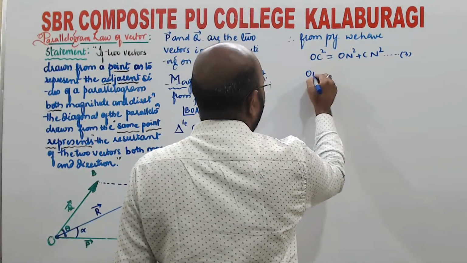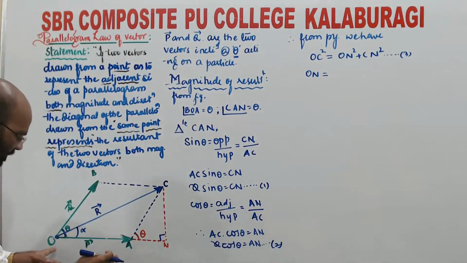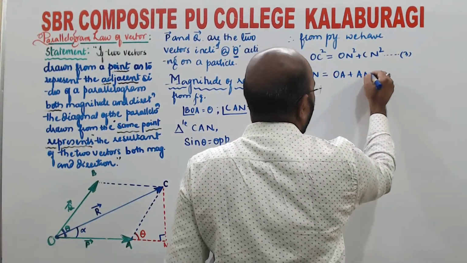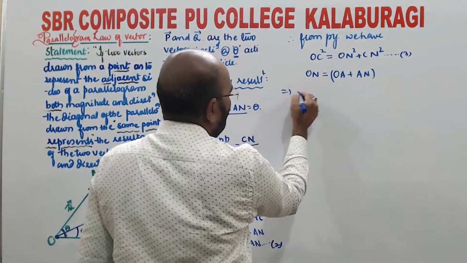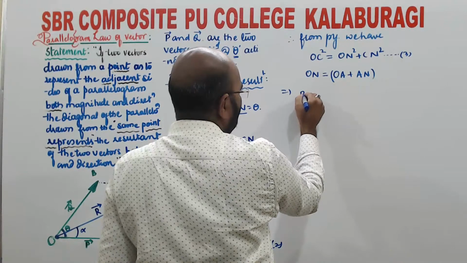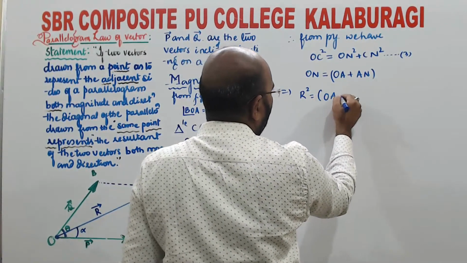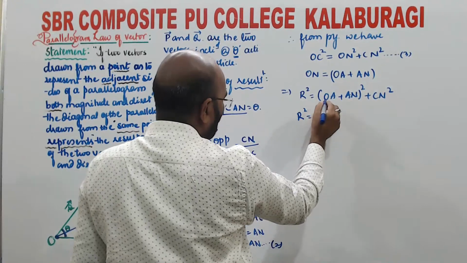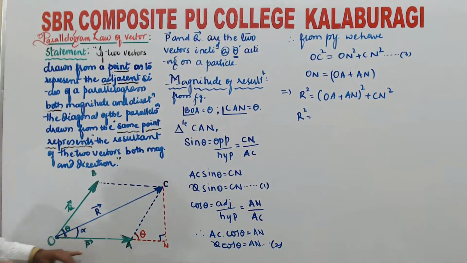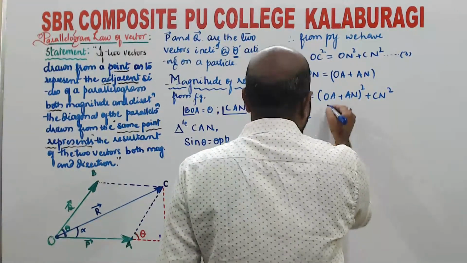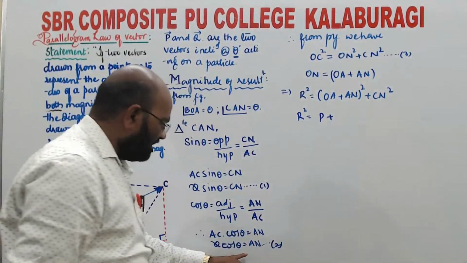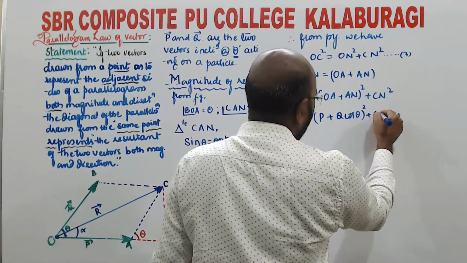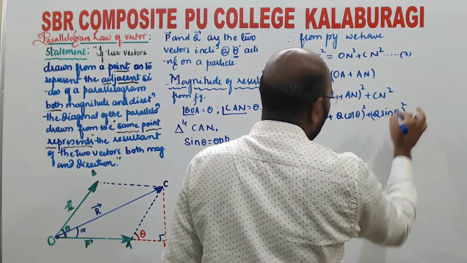You see here, ON is the one which is obtained due to OA plus AN. Then OC square is nothing but the resultant R square, which is equal to OA plus AN whole square plus CN square. We know the value of OA, which is P. AN we already calculated, that is Q cos theta. So R square is equal to P plus Q cos theta whole square plus Q sin theta whole square, from equations 1 and 2.